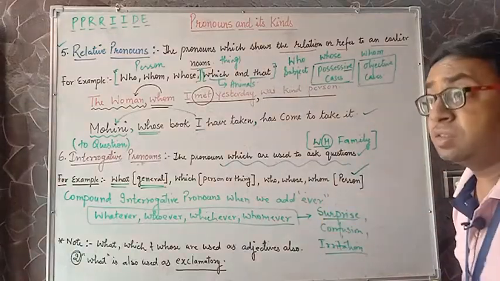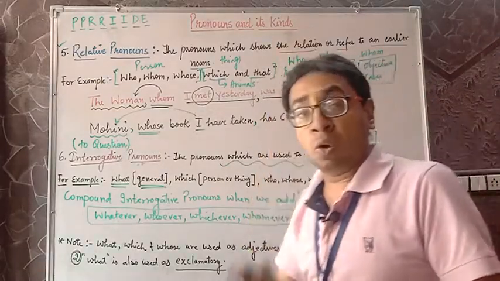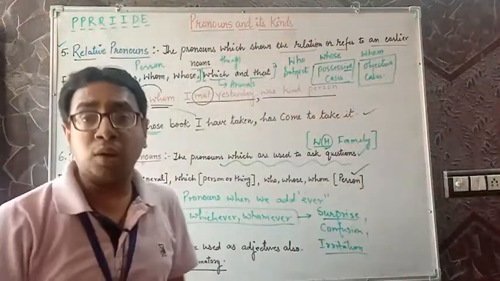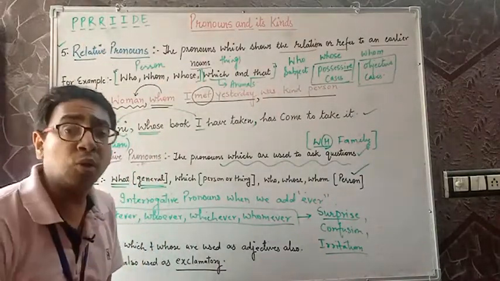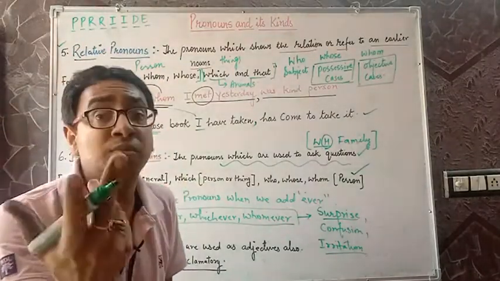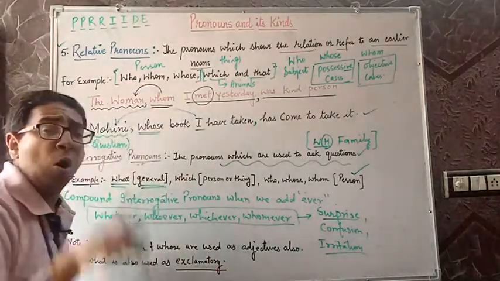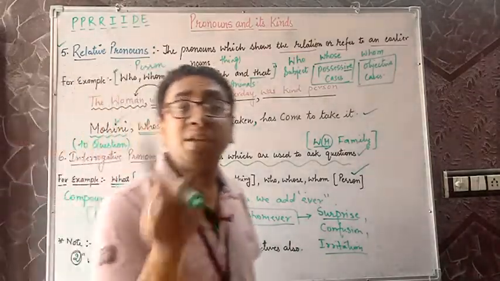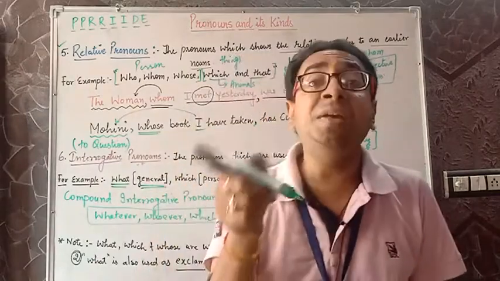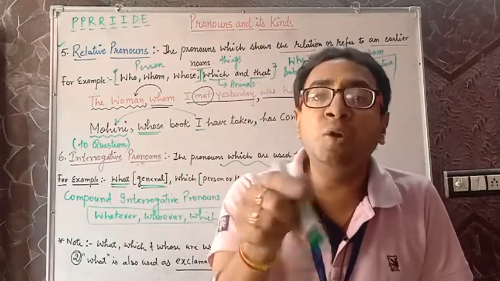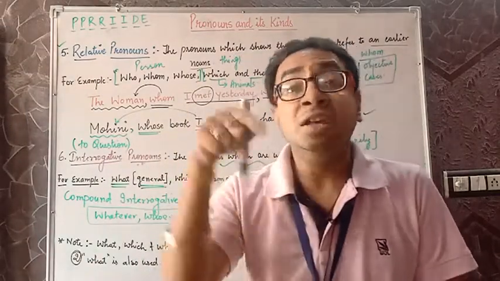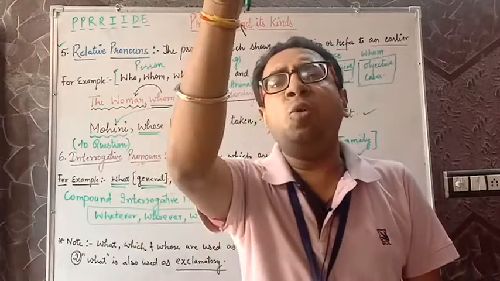Next, confusion. In confusion we can say, call whoever you want to call. Whoever means you are confused, whom you will be calling. Irritation: whomever you want to call. Means again you are irritated because somebody may be asking you again and again whom you are calling. So what is your reply? Whomever you want to call.